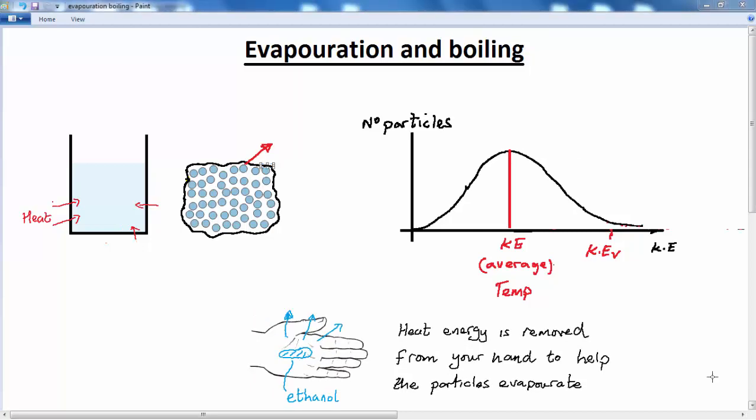So we've just looked at what happens when liquids evaporate. In the next lesson, we're going to have a look and see what happens when liquids boil. We're going to have a look at boiling.